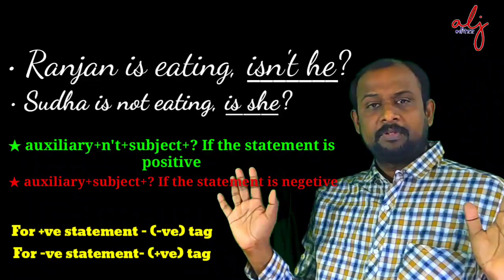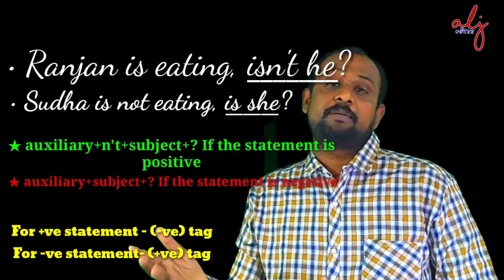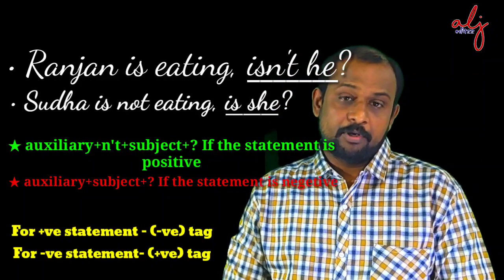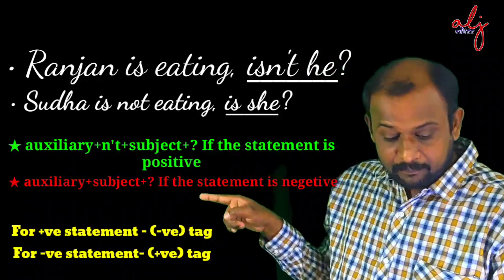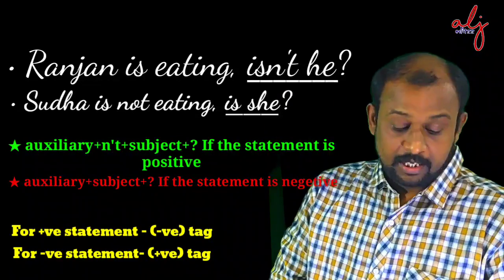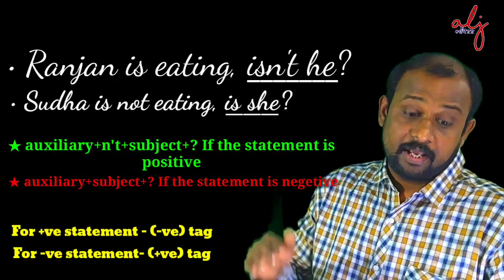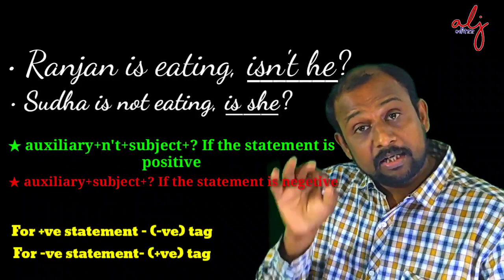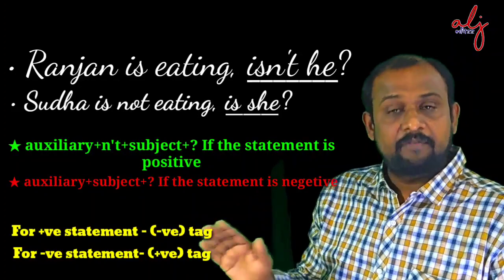This is a simple structure, and this rule is applicable for positive statements. A positive statement is a statement which doesn't contain any negative word. The first one, Ranjan is eating, is a positive statement because it doesn't contain any negative word. Whereas Sudha is not eating is a negative statement, and the pattern for this is different.